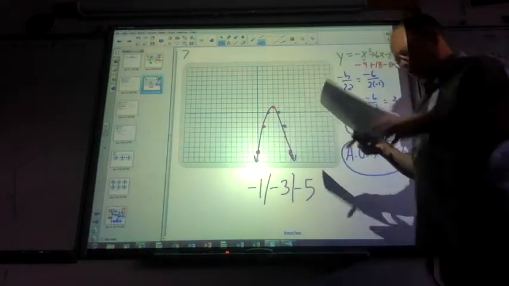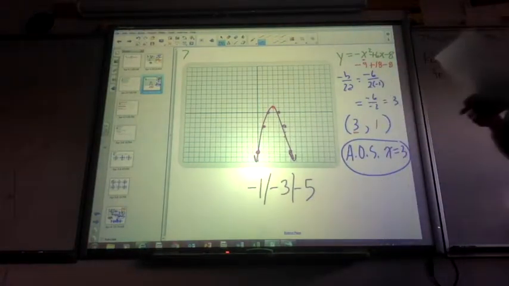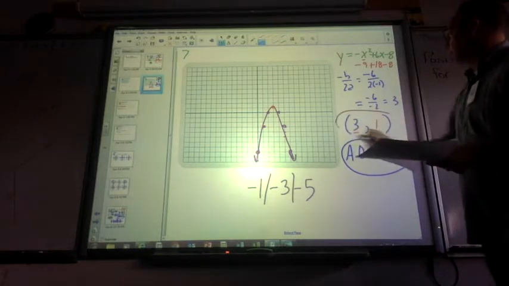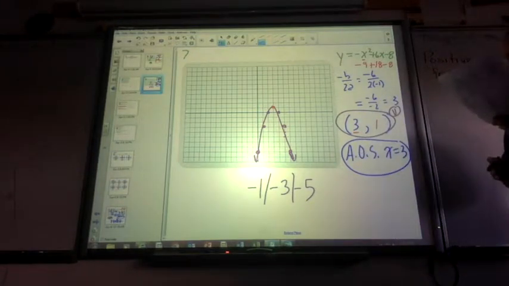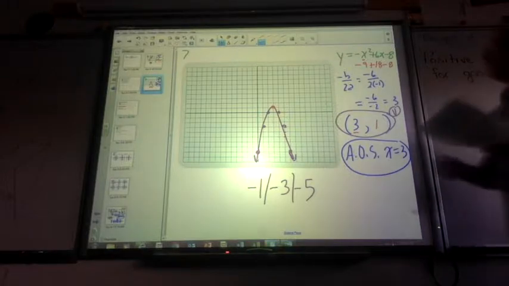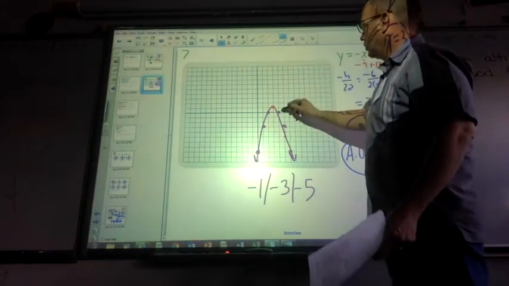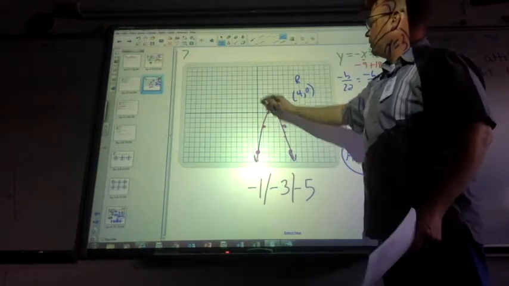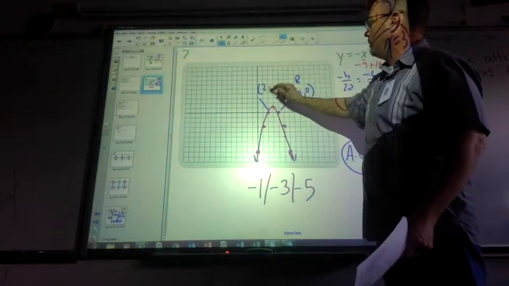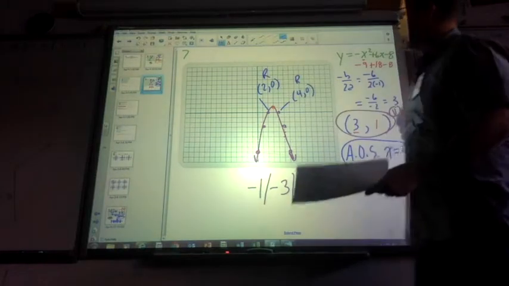Let's see what this one's asking for. This is number 7. They want the vertex. Well, there's my vertex. And they want the roots. Okay. Well, that's a root right there, which is 4 comma 0. And that's a root right there, which is 2 comma 0. And the problem's done.